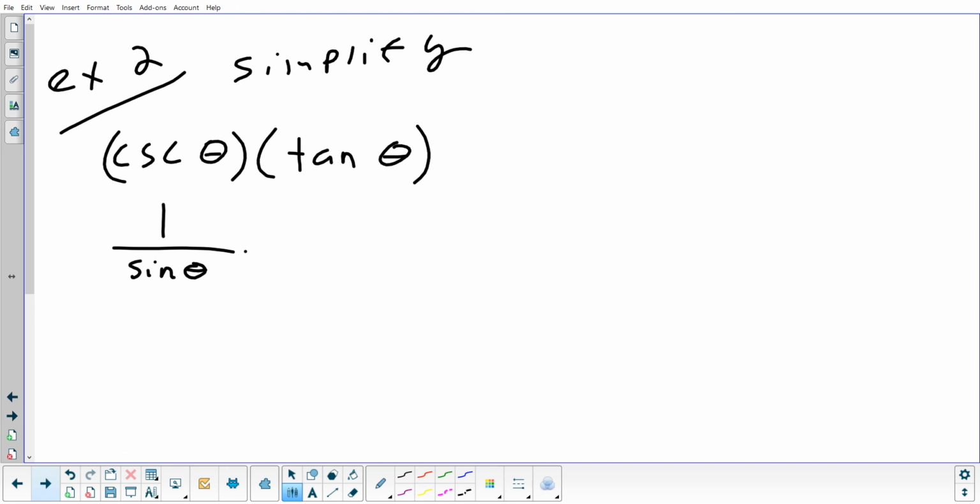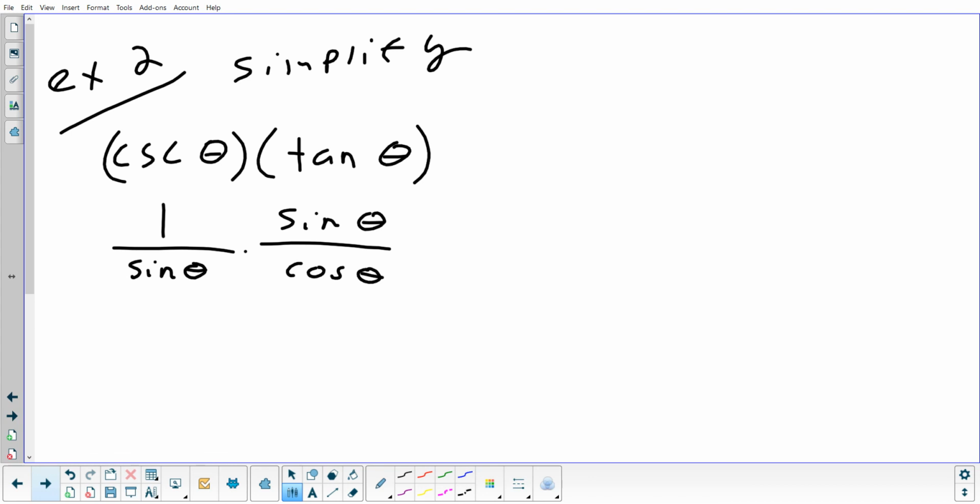True, but if we do it that way, it won't help us here. How do we want to rewrite tangent in a way that will help us here? Yeah, we want to write it as sine over cosine. I'm not saying you won't ever do it the way you said, but at least for these first few, we're going to try to write it in terms of sines and cosines. That turns into sine over cosine.